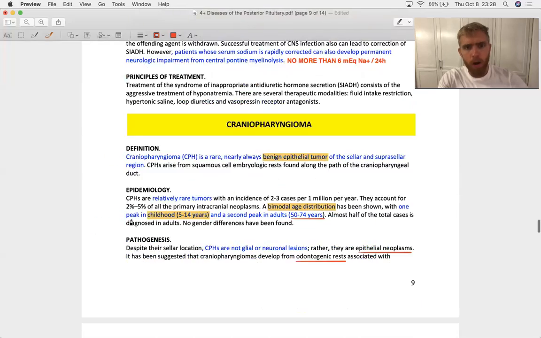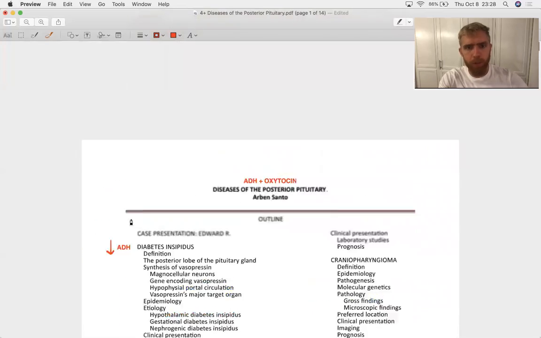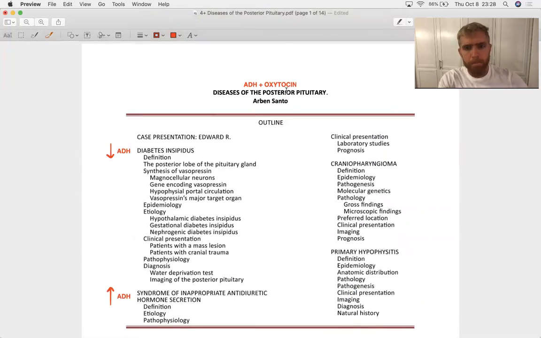So those are our diseases of the posterior pituitary. For now, we didn't talk about oxytocin. Remember, that's also made by the posterior pituitary, but I assume that we're going to cover that quite adequately when we get to the reproductive section of this block.